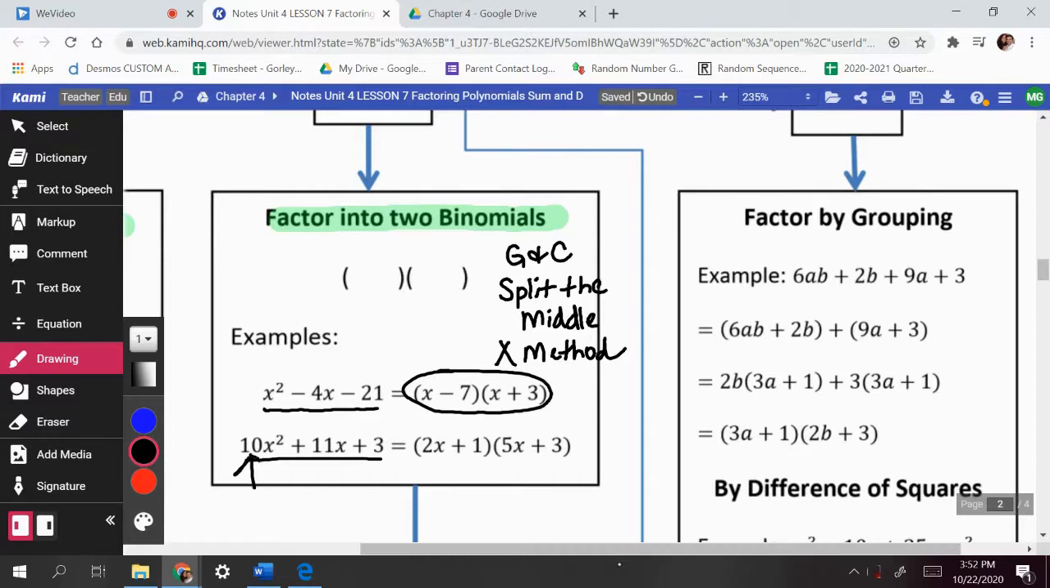If you have something that's more complex where you've got a value that's something other than 1, it might be hard to guess and check on that kind of problem. So you might want to use split the middle or X method to help you.